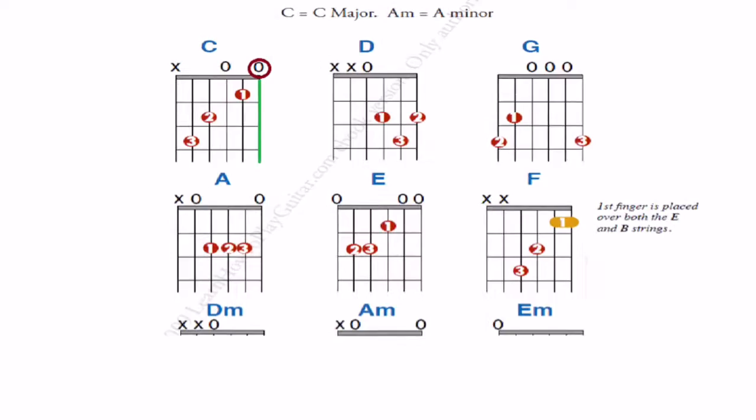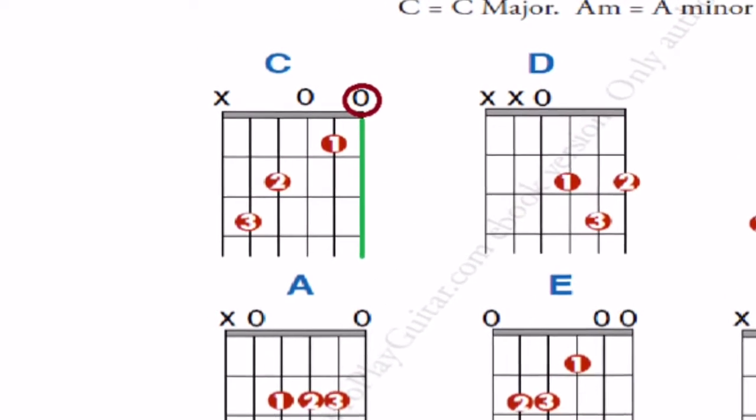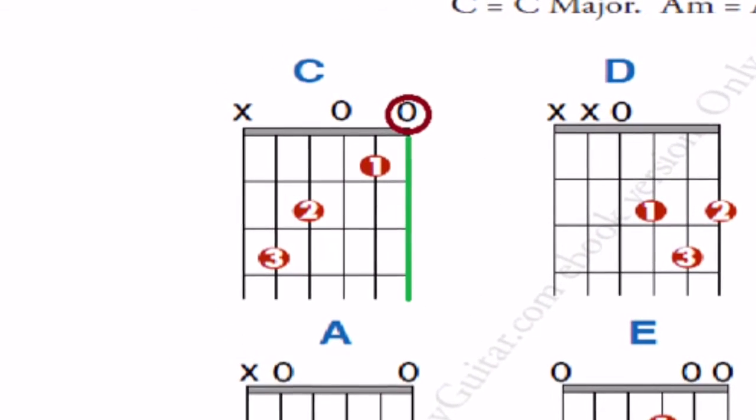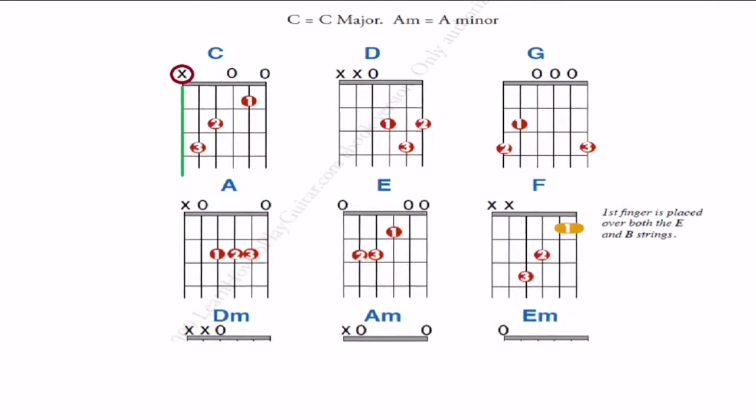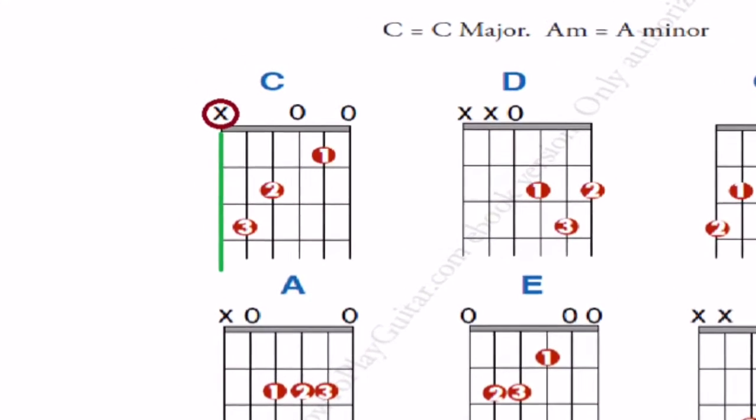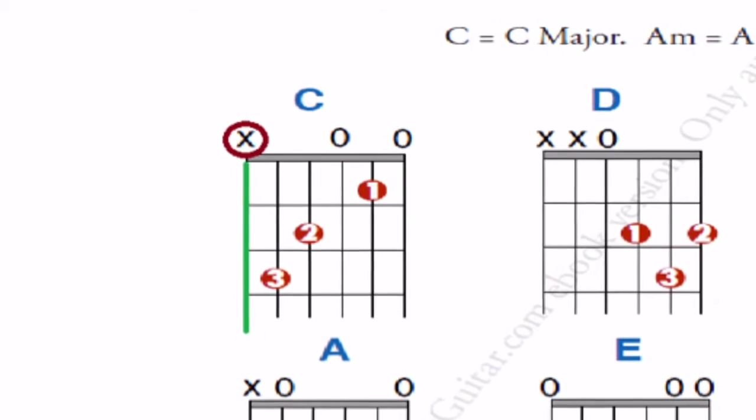If you see a 0 above a string, it means to play that string open without pressing down on it with any finger. If you see an X above a string, that means do not play that string at all.